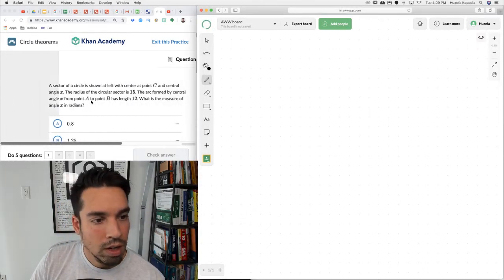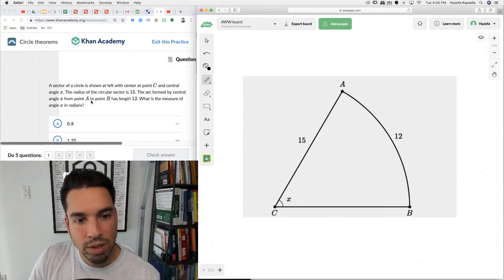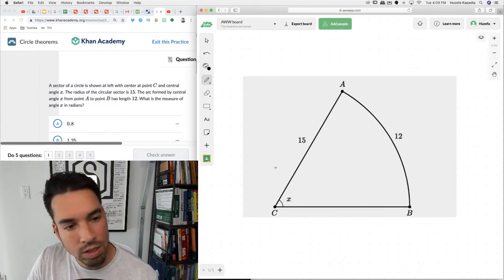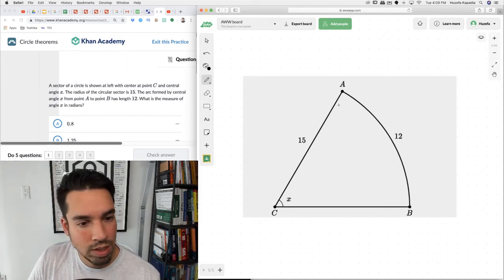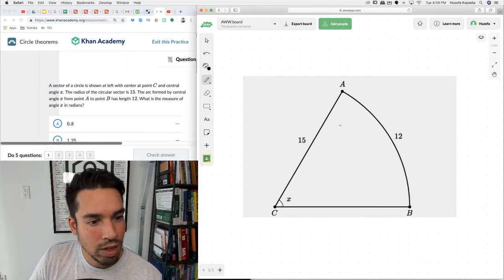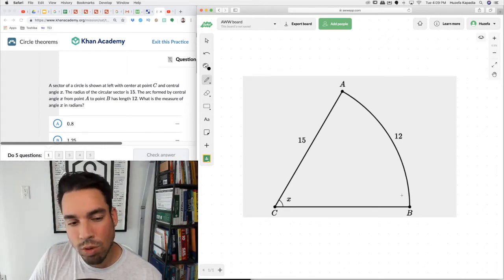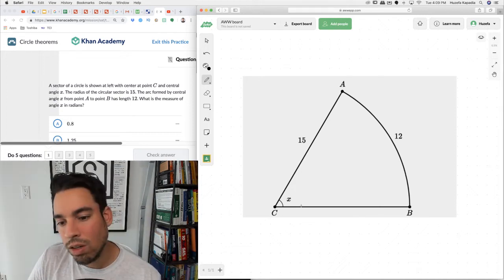It's great. Okay. A sector of a circle is shown at left with center point C and central angle X. So you see everything is in here so far. The radius of the circle is 15. The arc formed by the central angle X and points A and B has a length of 12. That's all there too. Beautiful. What is the measure of angle X in radians?